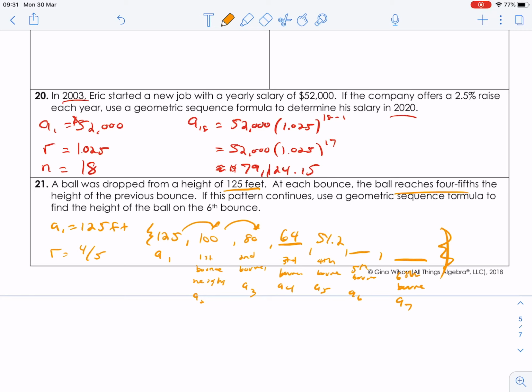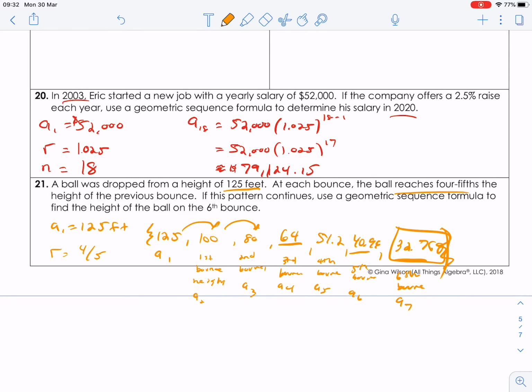That's going to be after the fourth bounce. And then after the fifth bounce, it's going to be 40.96. And then after the sixth bounce, it's going to be 32.768 feet. Hence, that would be our answer.